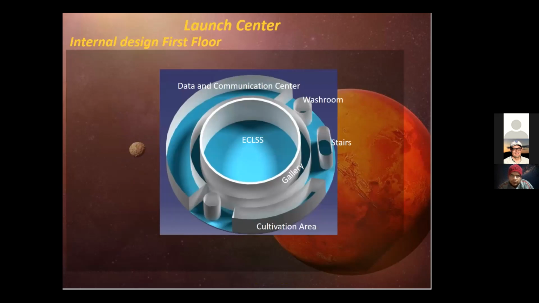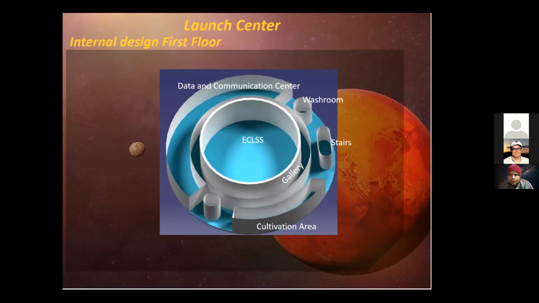Now coming to the first floor of our launch center, we can see this is a 3D printed center, where there is, in between, an ECLSS system and a data and communication system. There is a washroom, and there is a gallery from where we can enter the data and communication center. And also there is a cultivation area, so that there would be vegetation and all these things. And there are stairs to move on to the second floor and third floor.